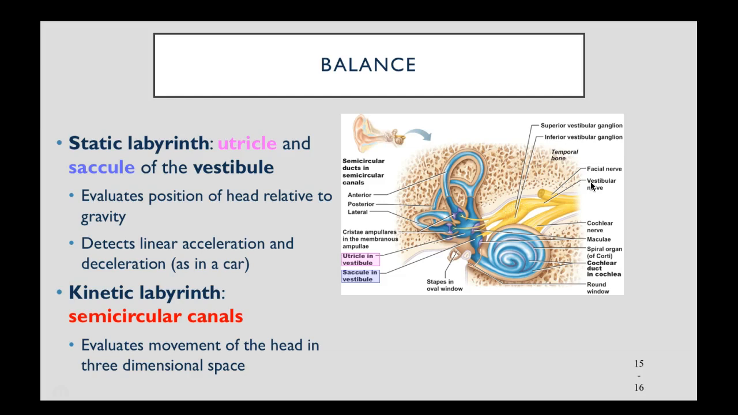So we have a kinetic labyrinth as well. This utricle and saccule is responsible for static equilibrium, so we call this our static labyrinth. Whereas our semicircular canals that we mentioned at the beginning of this lecture are responsible for kinetic or dynamic equilibrium. So we are going to call this the kinetic labyrinth. And this helps to evaluate the movement of our head in more of a three-dimensional space, so if you are on a roller coaster spinning in circles, things like that.